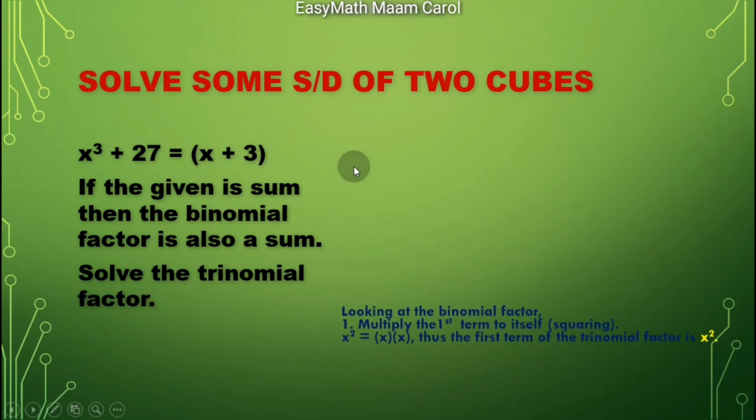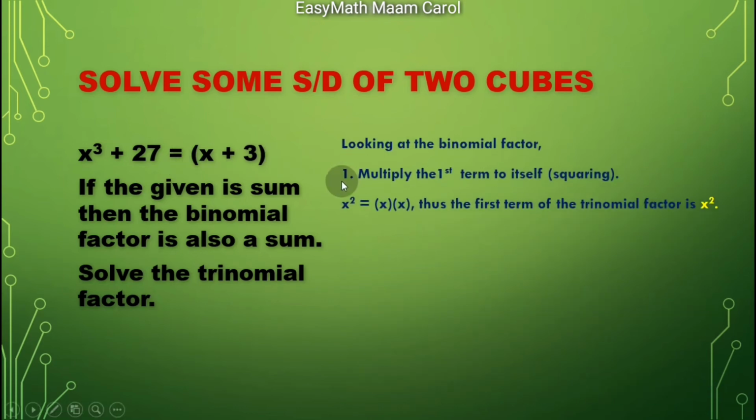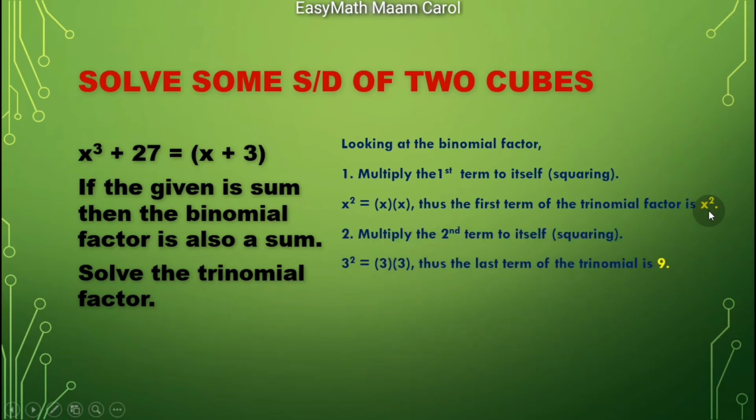So, ano yung mga steps? Looking at the binomial factor, dito ka na daw titingin. Huwag ka nang titingin dun sa given. You multiply the first term to itself. Ang tawag doon ay squaring. Ibig sabihin, i-multiply mo yung x sa sarili niya. So, x times x is x squared. Thus, the first term of the trinomial factor is x squared.